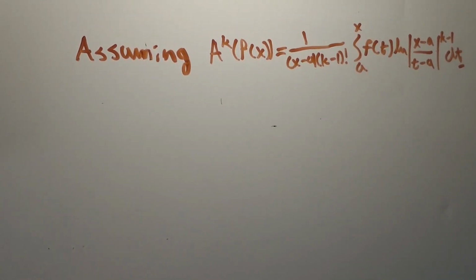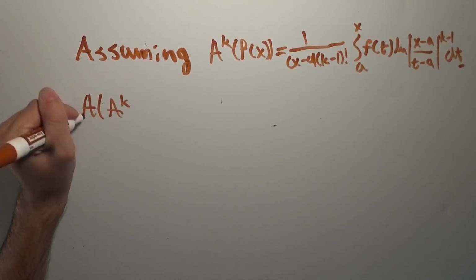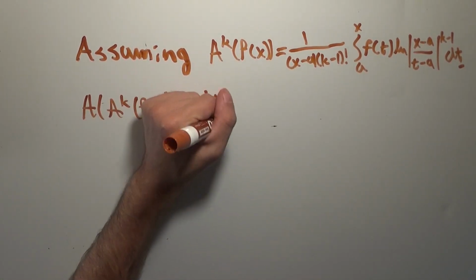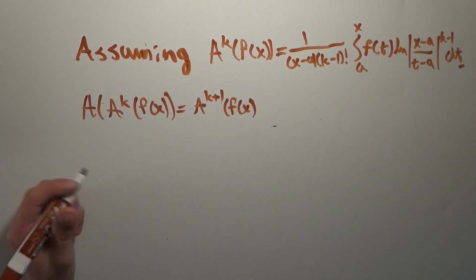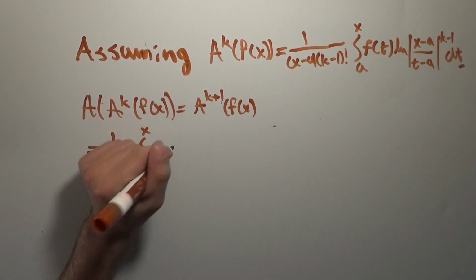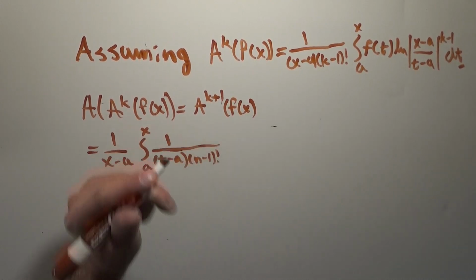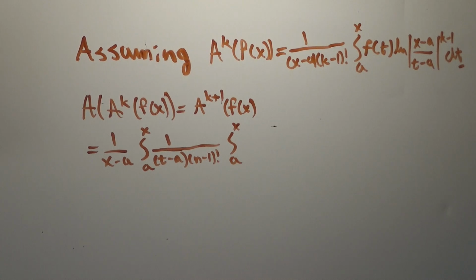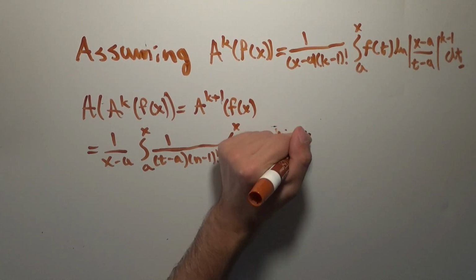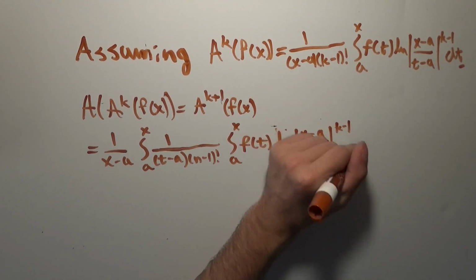So let's take the average of the kth average of f of x and see what it gets us. We're taking the average of the kth average of f of x, which will precisely be the k plus first average of f of x by definition, and this is going to be 1 over x minus a times the integral from a to x of 1 over t minus a times k minus 1 factorial times the integral from a to t of f of s times the natural logarithm of the absolute value of t minus a over s minus a, to the power of k minus 1, ds dt.